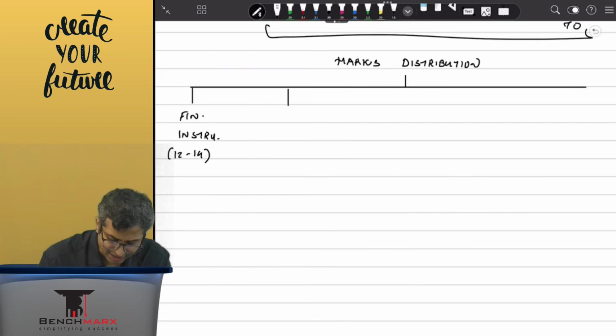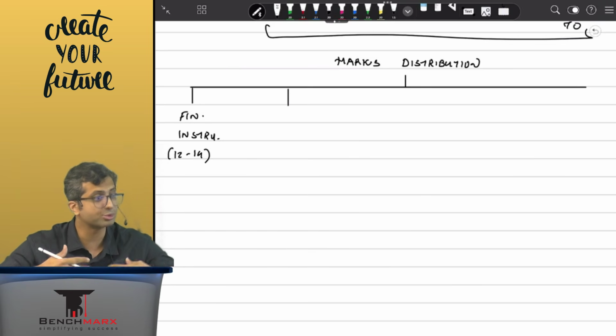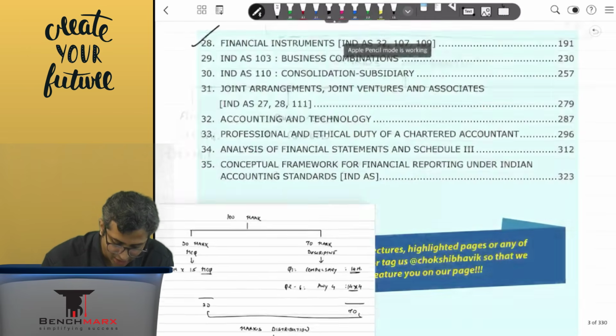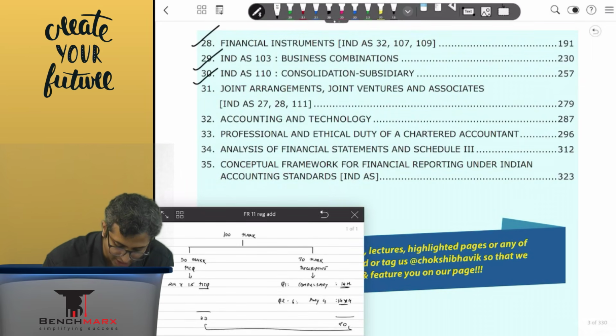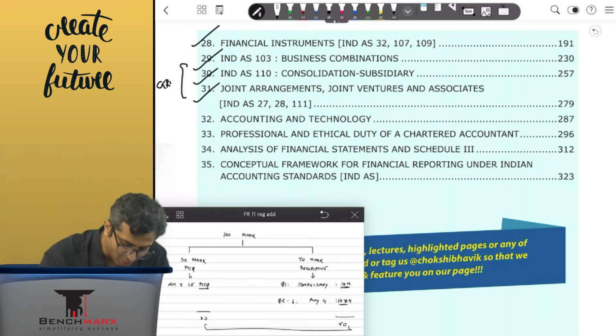Then I look at the second, which is called group accounting. Group accounting means you have holding and subsidiary, and you have companies which you have amalgamated. So you have business combination and you have consolidation. Over here, if you look at topic number 29, topic number 30 and topic number 31, this is group accounting. We call this group accounting.